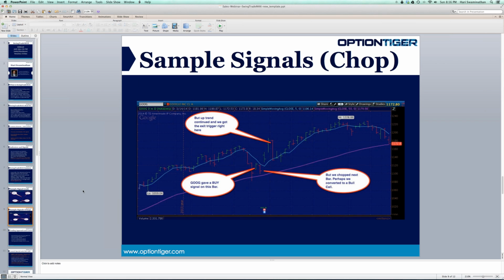Now, this is again another signal. It's on Google, and this also triggers a buy signal right here on this green little bar. But what happens is that the next day Google goes down about $5 or $10, and so therefore here we would implement our risk management techniques right on this bar. So perhaps if we had bought a long call, we would have turned it into a bull call spread at this point, and then seen if Google is going to go further down, or was it just a temporary blip that day.